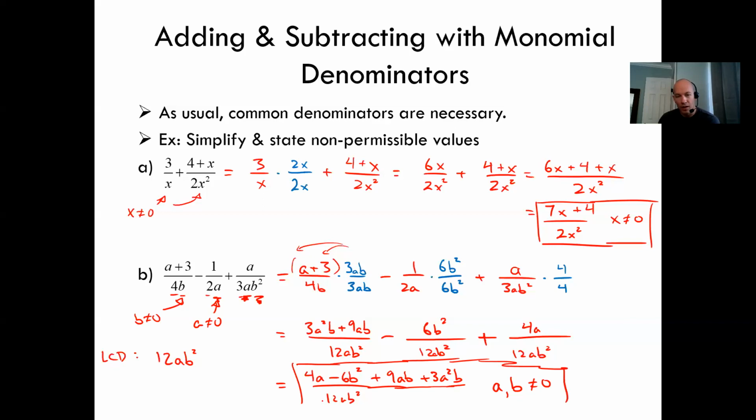Now, one thought I just had is I looked at this and I saw numbers like 4, 6, 9, 3, and 12, and I thought maybe there's something I could simplify at the end. Sometimes that will happen. In this case, there is no common divisor to 4, 6, 9, 3, and 12, so that's as far as we can go.